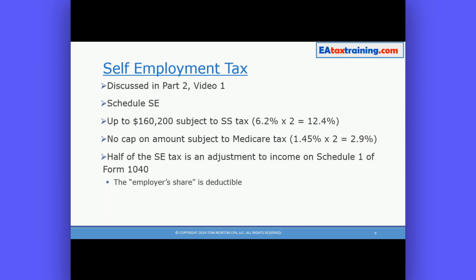And of course, that half that you're getting to deduct represents what would be the employer's share of the Social Security and Medicare.